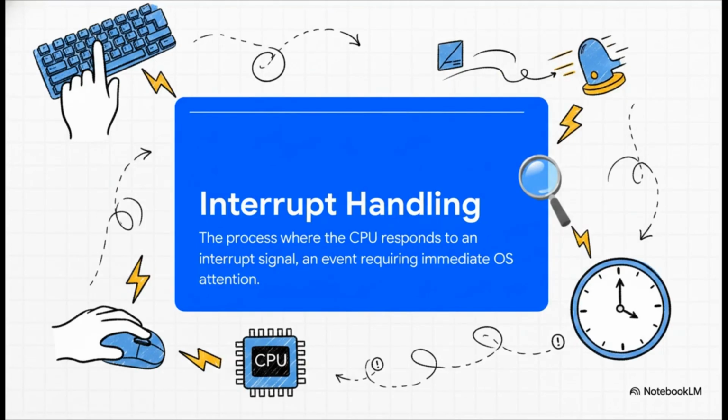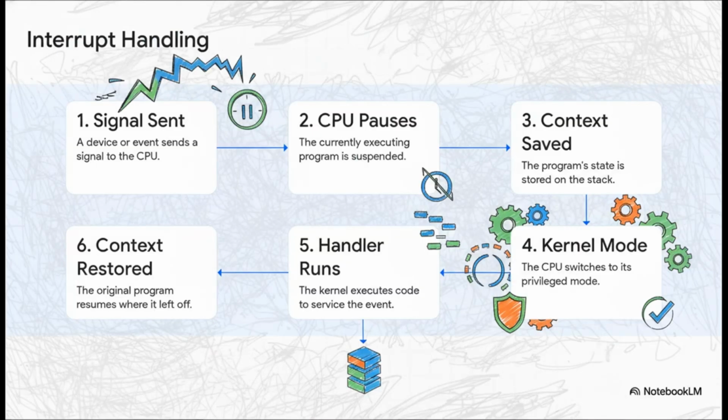All right, the kernel's second huge job, interrupt handling. You can think of an interrupt as a doorbell for the CPU. Every time you press a key or move your mouse or a new piece of data arrives from the internet, the hardware sends a signal that basically screams, "Hey, I need your attention right now." The kernel has to immediately stop whatever it's doing, answer the door, and then get right back to what it was doing before. And this whole process is incredibly precise.